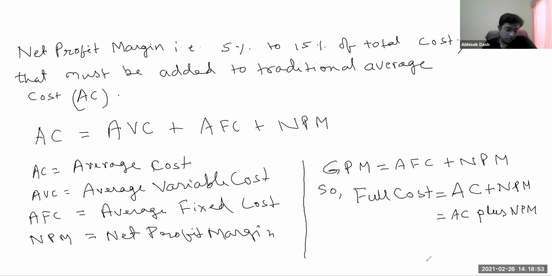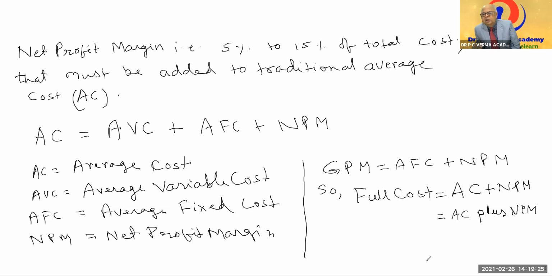Sir, the question yesterday was, is full cost total cost? Then the answer would be different, no? Because we have to compare full cost with average cost actually. Full cost is average cost plus NPM. Then the question has to be changed. Is full cost total cost? Yesterday's question. No, full cost is not total cost.